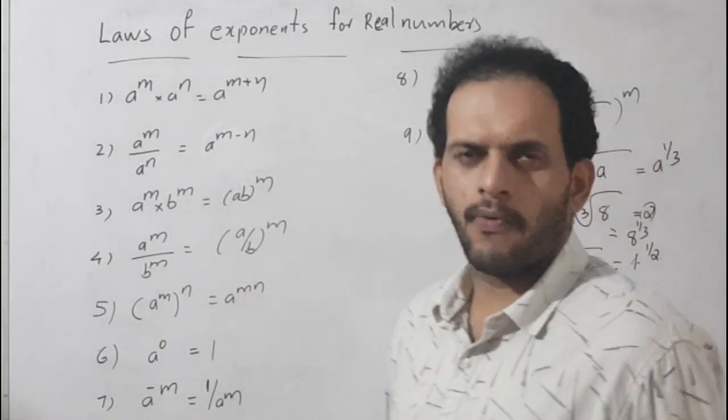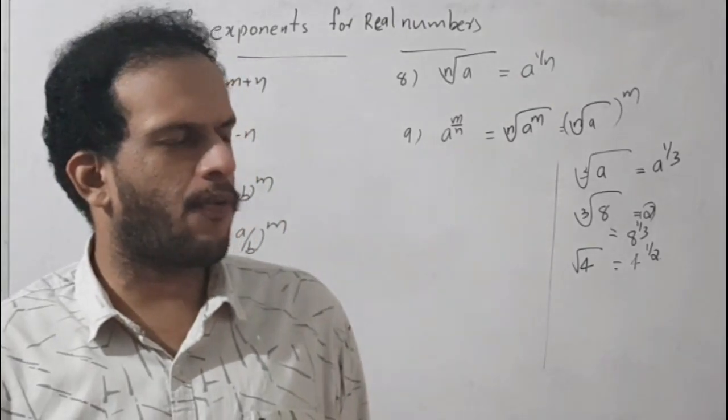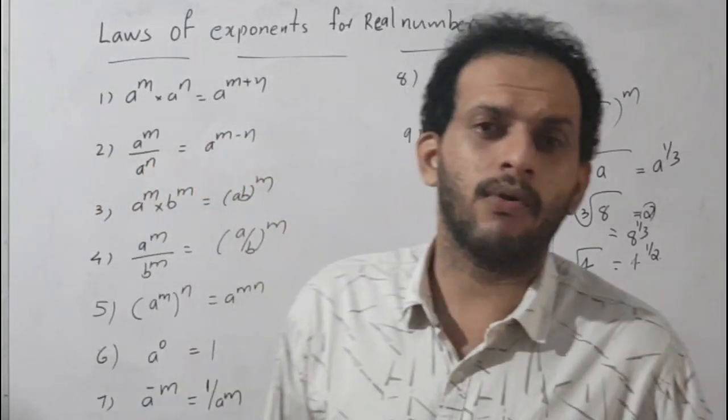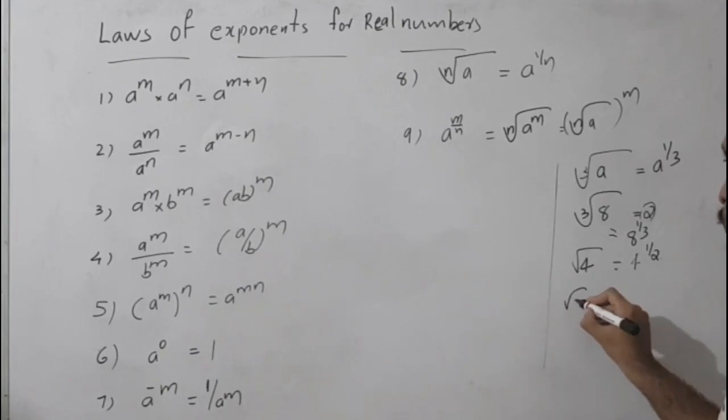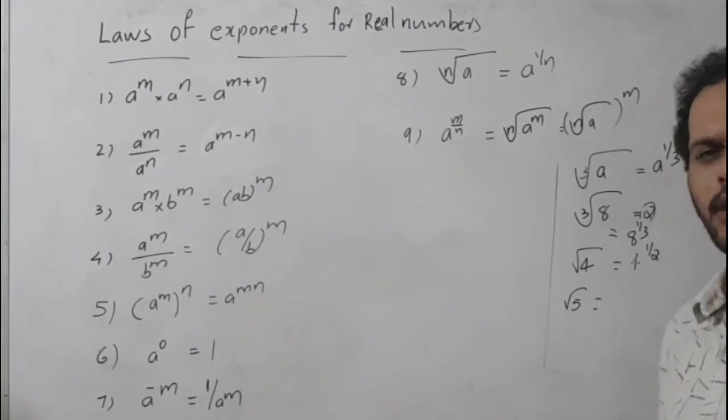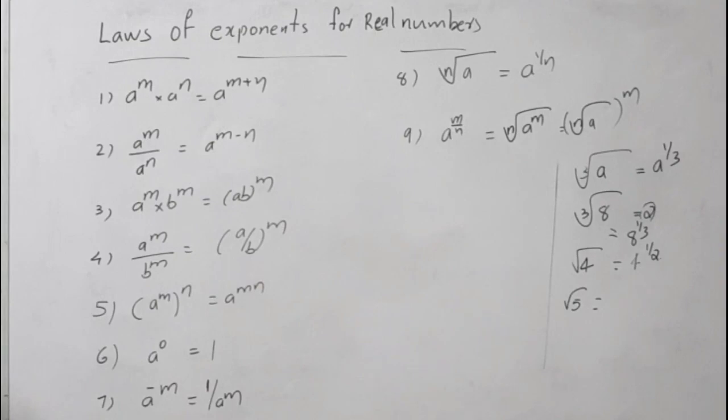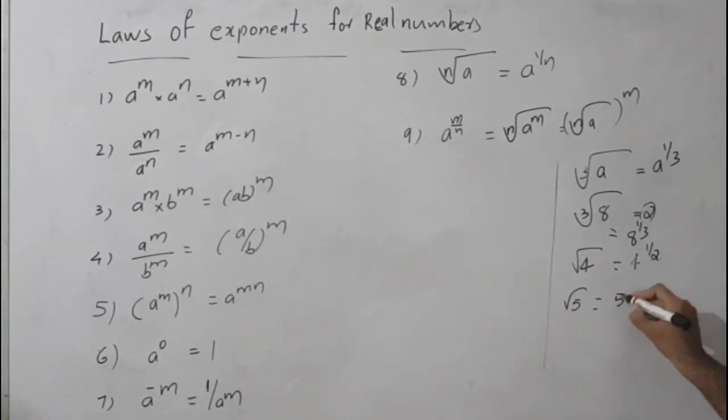And that is square root of 4 in the exponential form. The exponential form of square root of 4 is 4 raised to 1 by 2. What is the square root of 5? How do we express square root of 5 in the exponential form? The square root of 5 means 5 raised to 1 by 2.